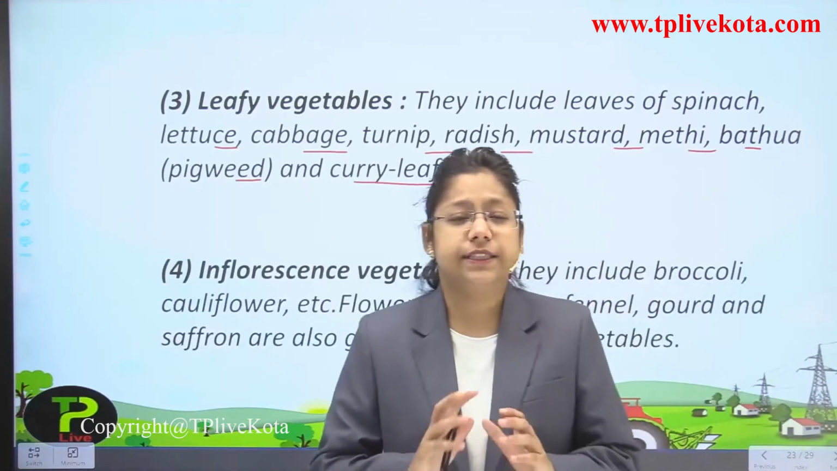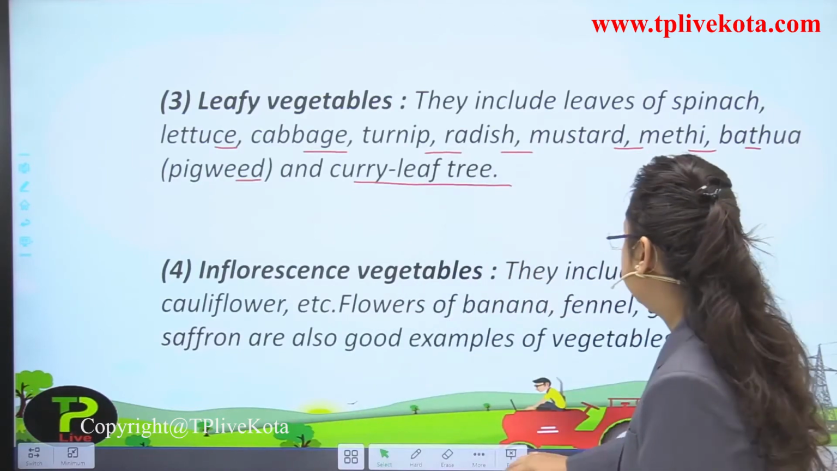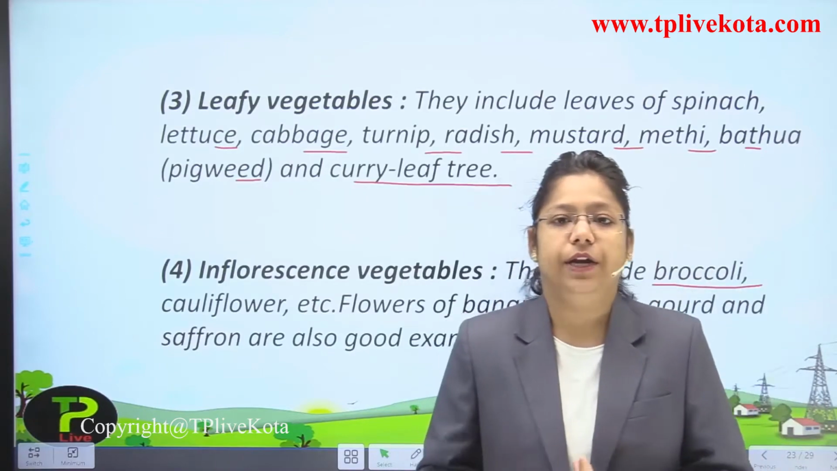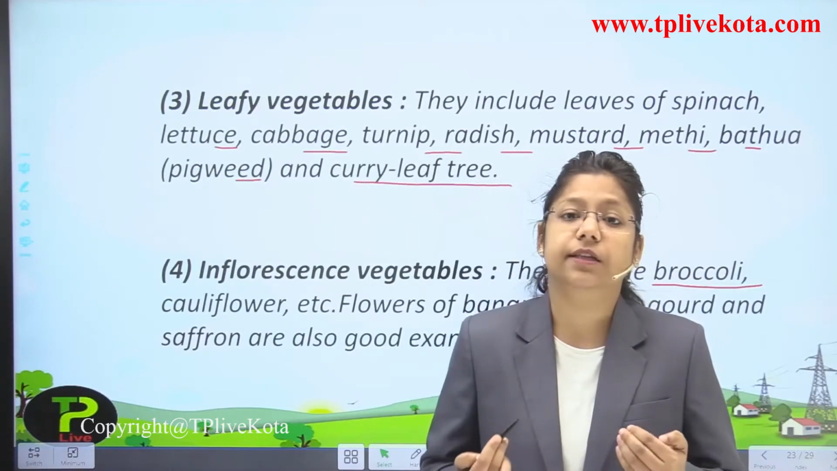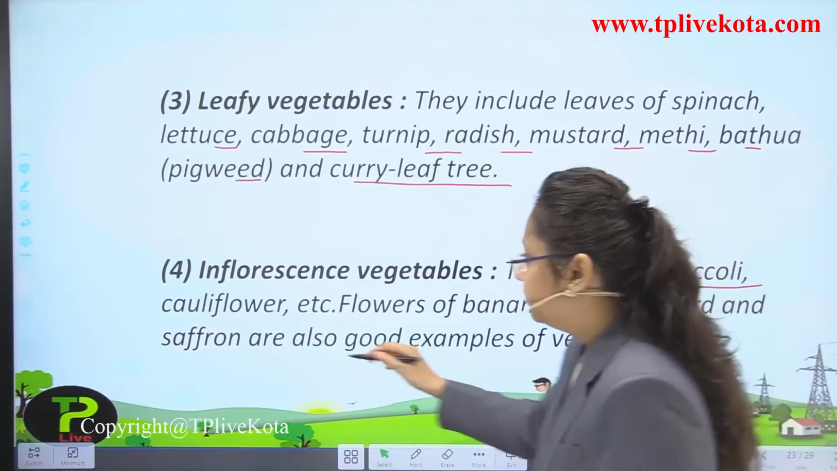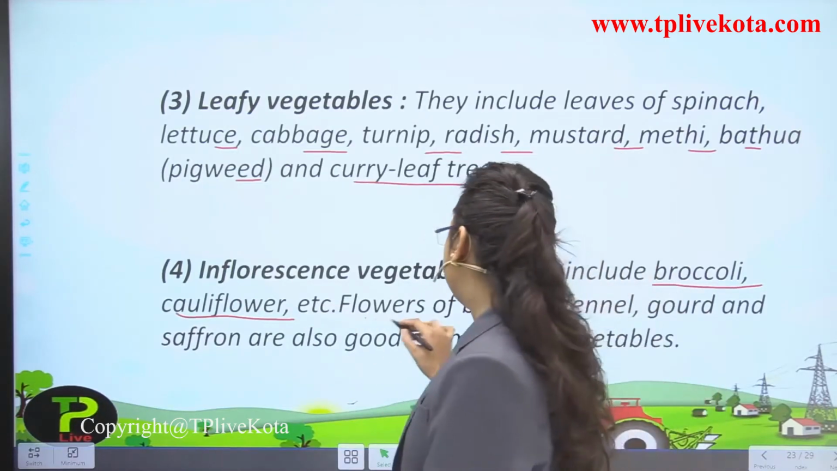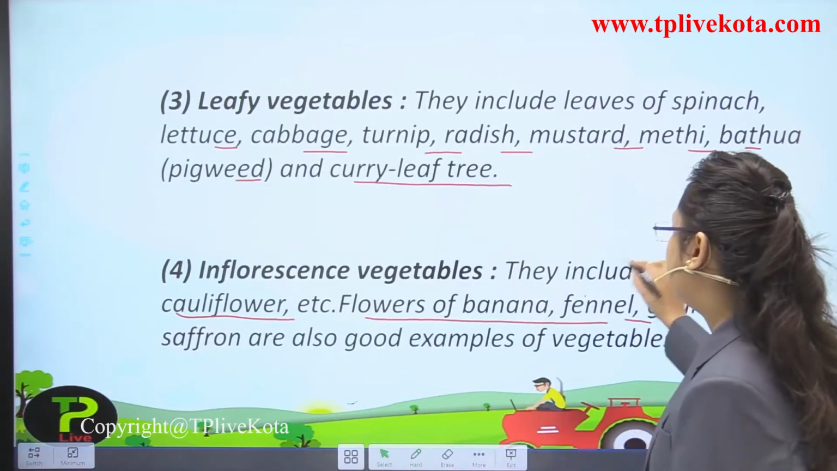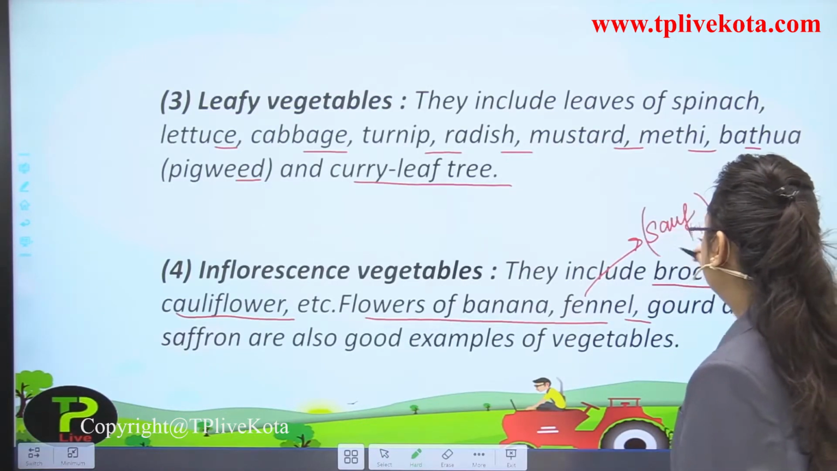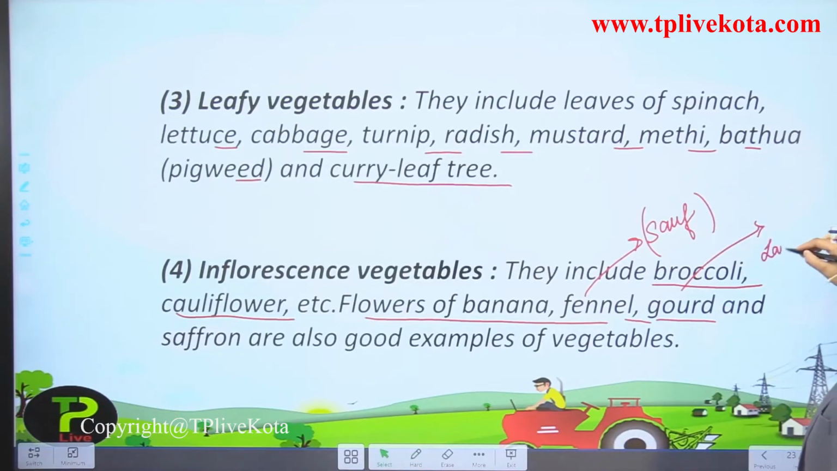The inflorescence vegetables. Now, what are the inflorescence vegetables? Let us see. They include the parts which provide our body a great strength. They are the strength-giving vegetables we should eat. So, first is broccoli, cauliflower, which is the favorite of many students. Flowers of banana, fennel. Fennel is what we call saunf in Hindi. And gourd is the Loki which we call in Hindi.